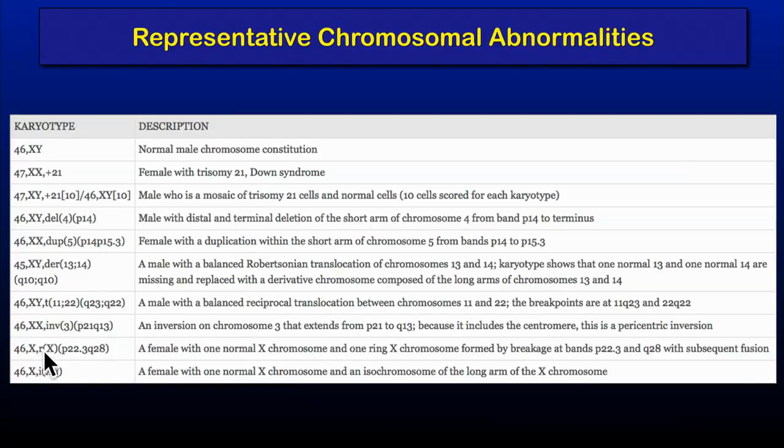46X, RX, P22.3, Q28. This one is complicated, but essentially this is a ring chromosome. R stands for ring chromosome. What happens with a ring chromosome usually is that the distal parts of the P and Q arm break off. They lose the telomeres on the P arm and the Q arm. A chromosome like that is highly unstable. Chromosomes without telomeres are a signal for apoptosis, for that cell to die. So one of the things that the cell can do in terms of survival is to take that chromosome and circularize it. And so that's what has happened here.